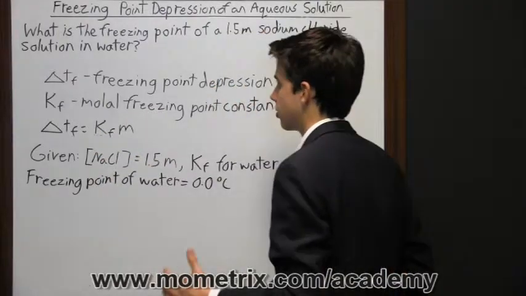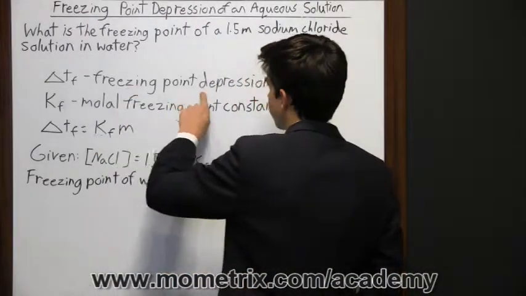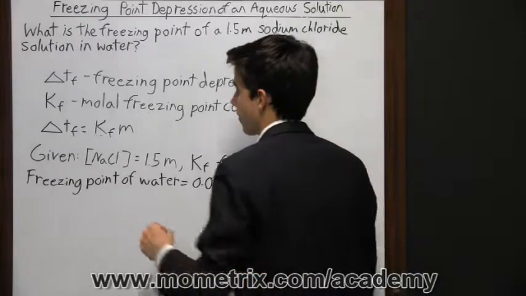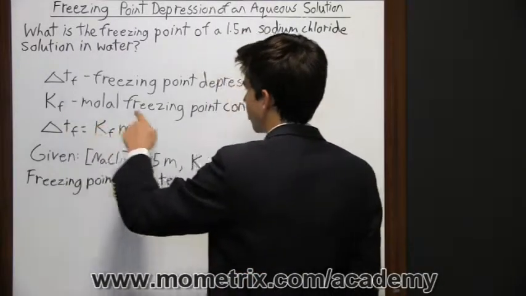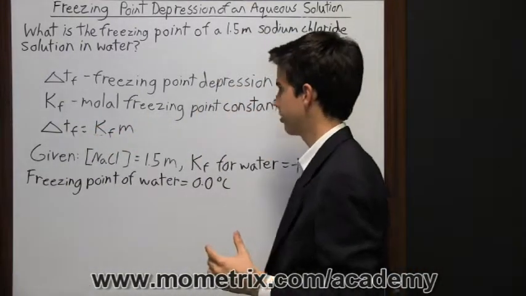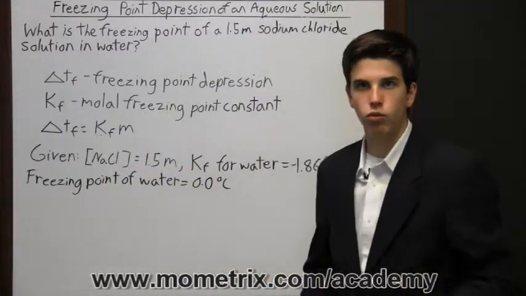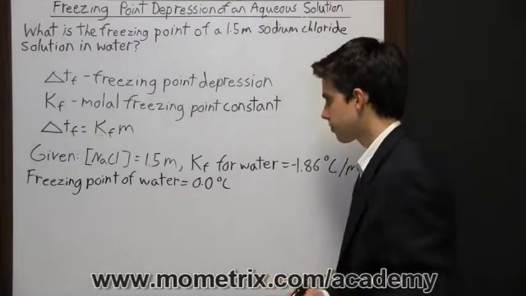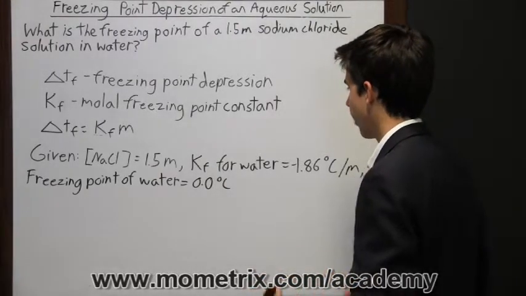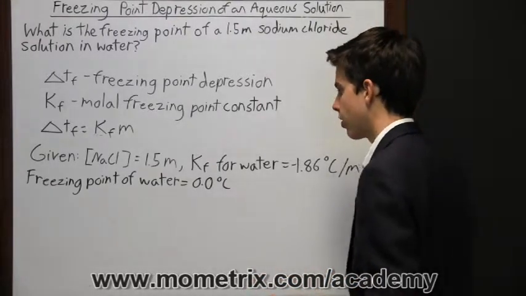All right, so the equation we use is this one right here. It obviously has two parts. The first part is the freezing point depression. And then the second part is made up of Kf, which is the molal freezing point constant, and then we have m, which is molality. So now what we need to do is start looking at what we already have and then plug those things into the equation.